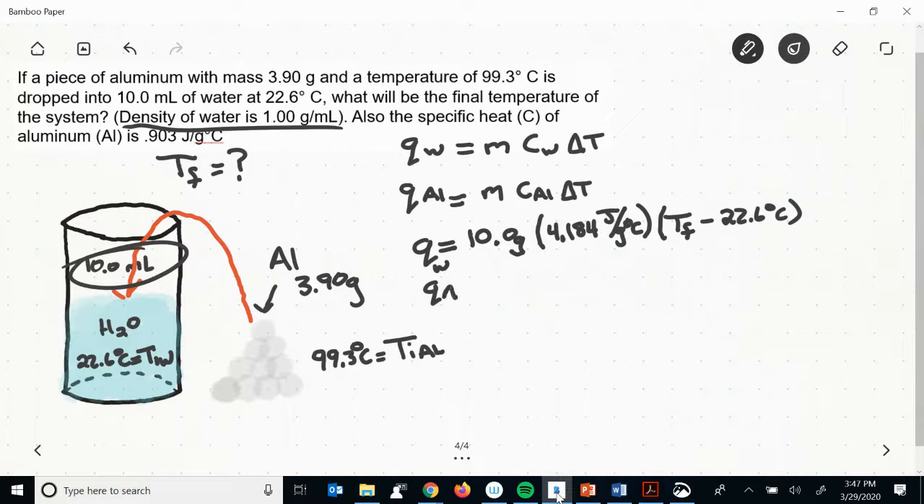Now, I could do the same thing with the aluminum. I could say QAL is equal to 3.90 grams. The specific heat of aluminum is given to me. It's 0.903 joules per gram degree Celsius. And the change in temperature is going to be final temperature minus the initial temperature, 99.3 degrees Celsius.